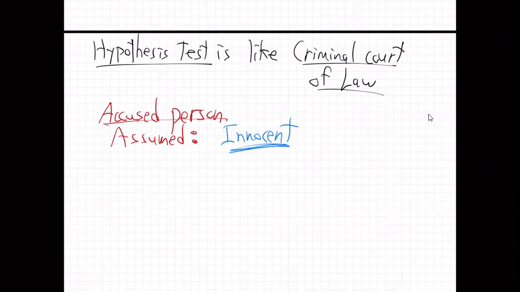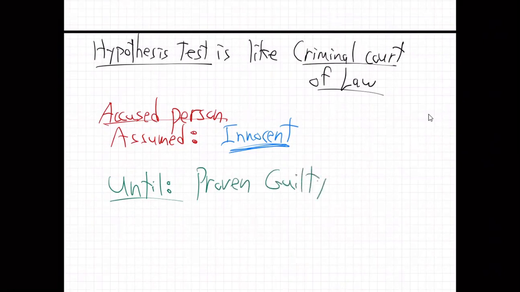That's a good way to go. We assume the person is innocent until what? What's the only time we would abandon that assumption? They're proven guilty. Right. So we just keep assuming they're innocent until and if they're proven guilty. That's our court of law. That's excellent.